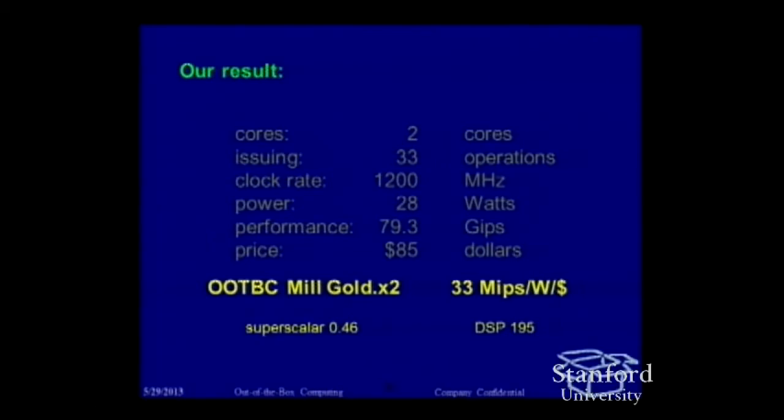Now, in that list of what gold does, you may have noticed that.